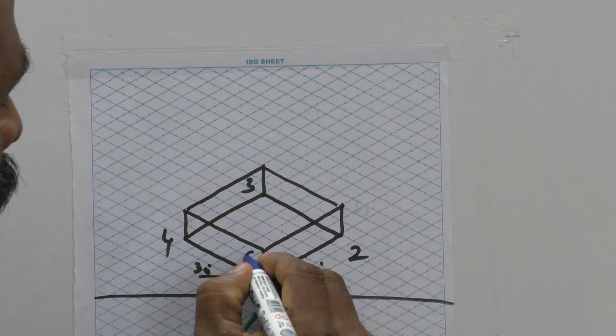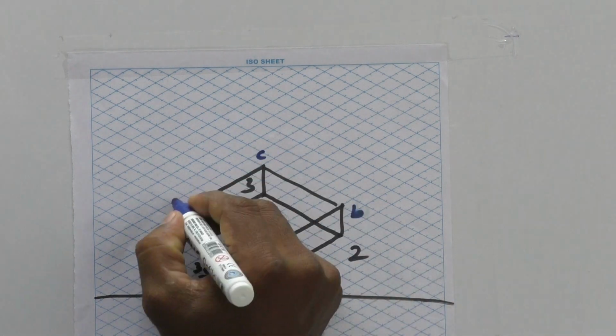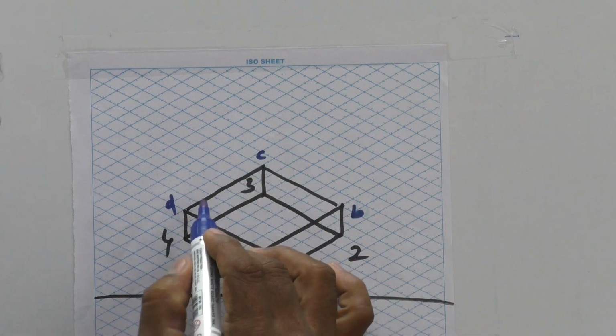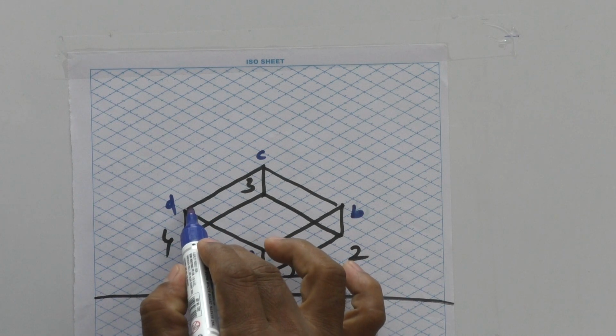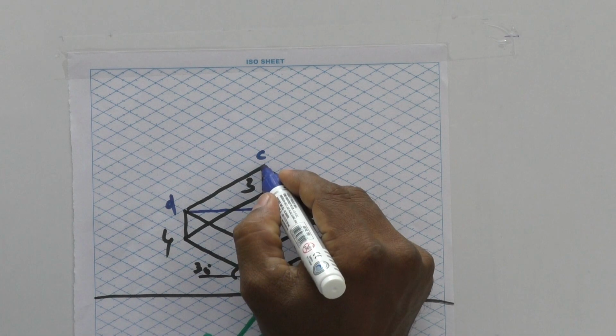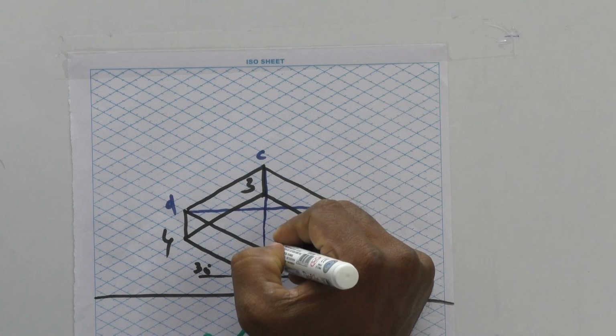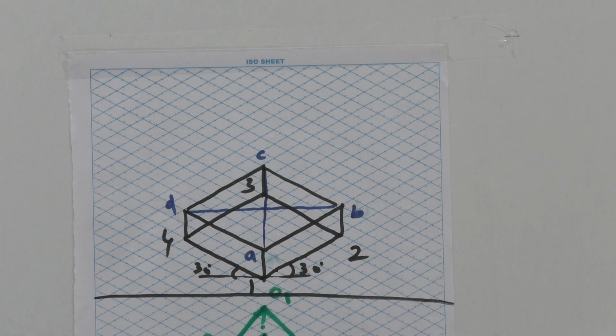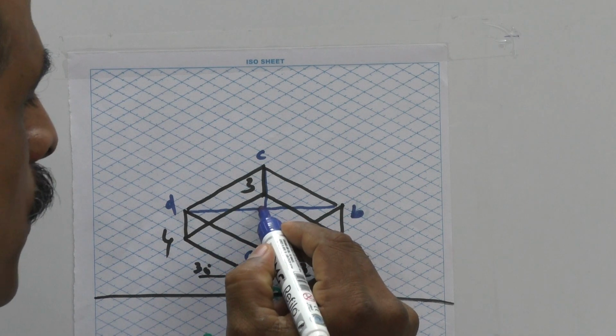If you say it is A, B, C, D, join D to B with a very thin line, all are thin lines, and A to C. Since I am drawing with a marker, it looks like a very dark line. When you are drawing, it should be only a very thin line. Now we will get the midpoint of this.